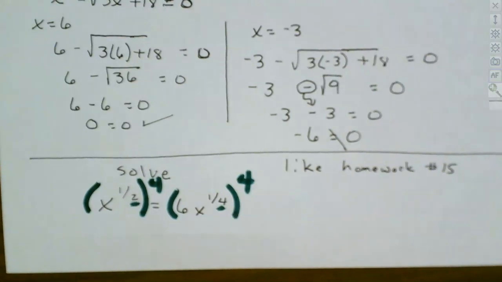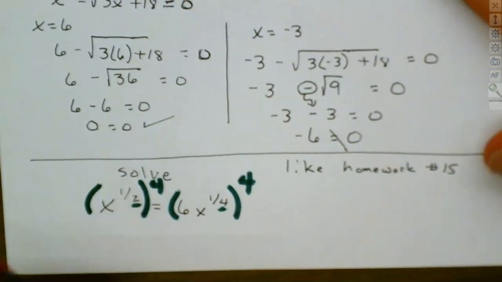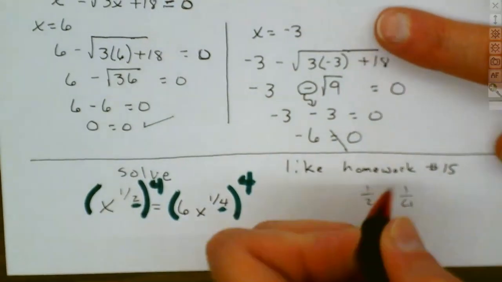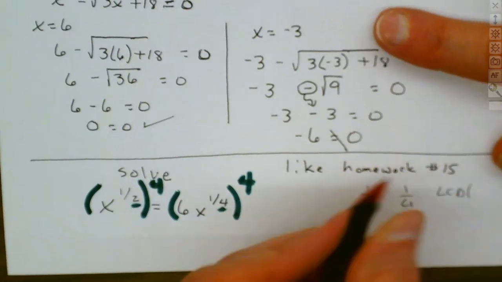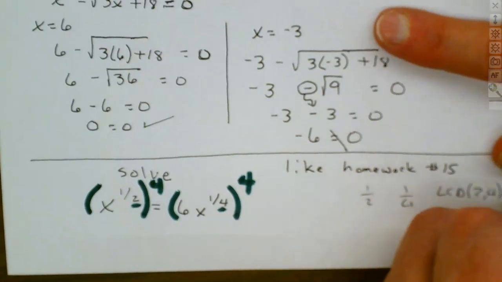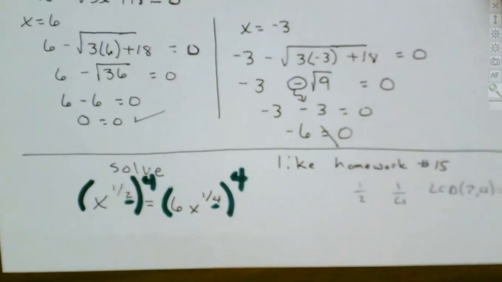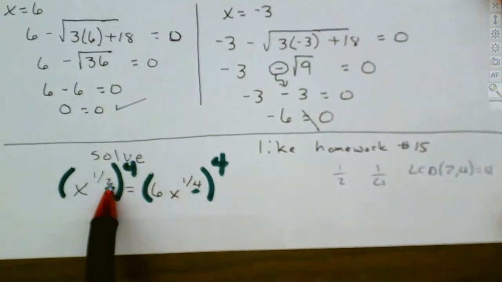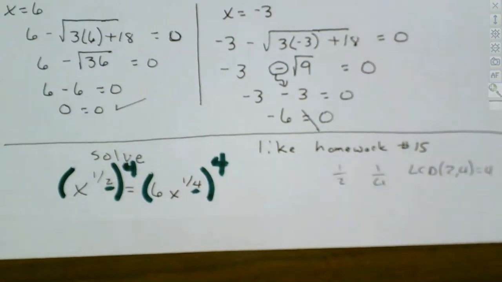Yeah, I use the 4 because I have a half and I have a 1/4. So these have a least common denominator of 2 and 4, which is a 4, right? So I'm going to use a 4 because that 4 is going to clear out my fractions here. So think about the powers as just like any other fraction. We need to get rid of them, so this is how we're going to clear them out.